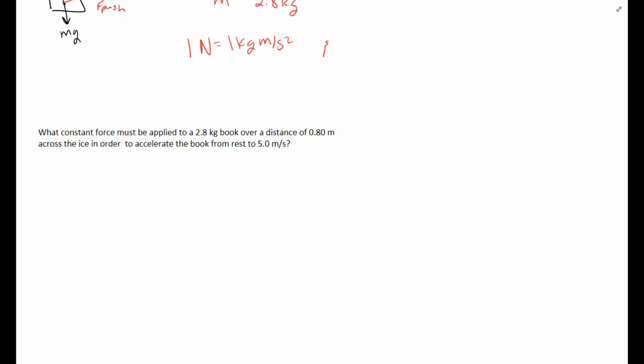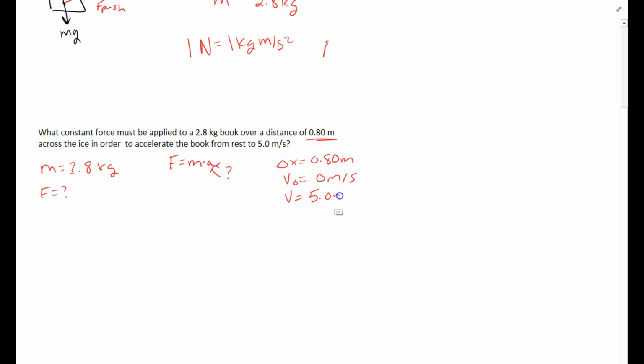With this next one, we're still looking at the same book, still have a mass of 2.8 kilograms, but we want to know the force now. Right? Well, we saw that force was equal to mass times acceleration. Well, we don't have this. We are told, however, that our book moves a distance of 0.8 meters, and it's starting from rest, which we know is 0 meters per second, and being accelerated to a speed of 5 meters per second.